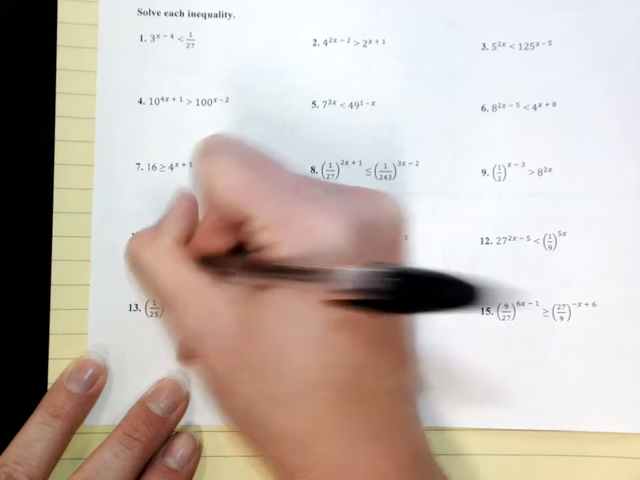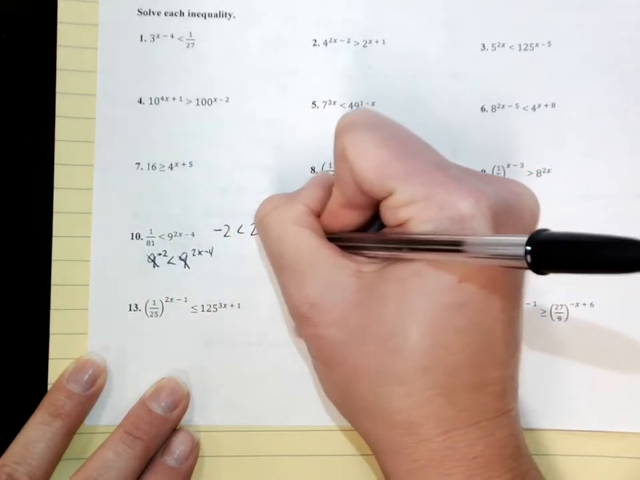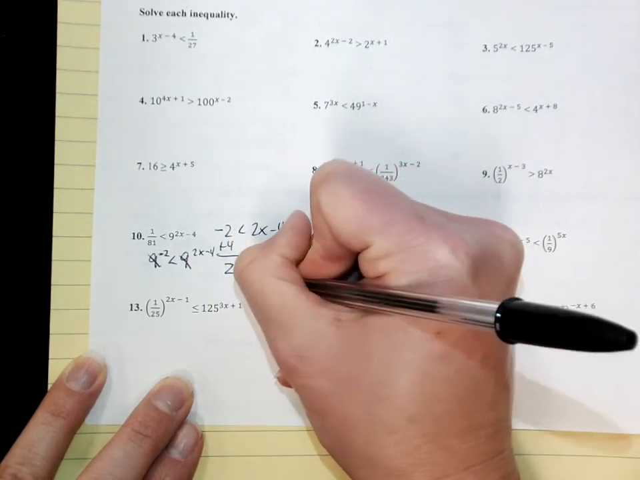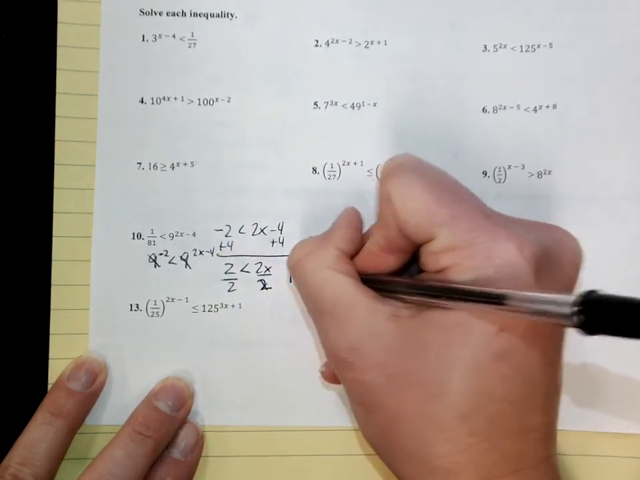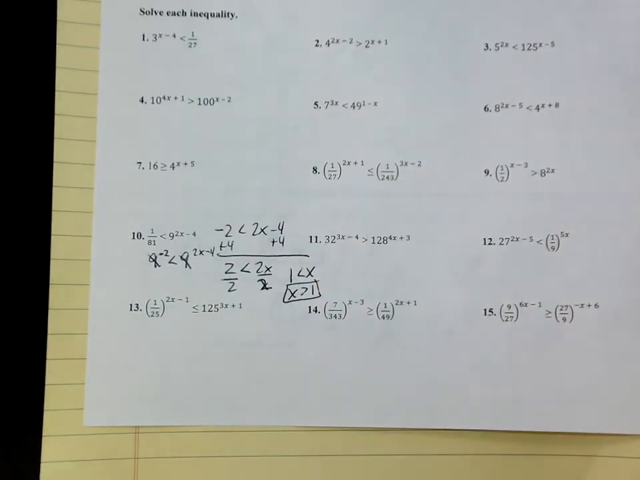After that, again, you can just drop those and solve the equation you have left. 2x minus 4. I add the 4. 2 is less than 2x, divided by 2. That gives me 1 is less than x, or x is greater than 1. I personally like it that way a little better.